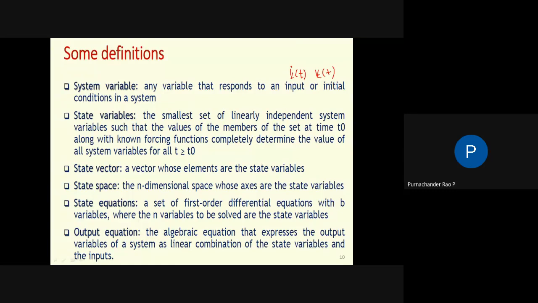So next one is the state variable. A state variable is a smaller set of linearly independent system variables such that the values of the members of the set at time t naught, along with the forcing function, which is called the input, completely determine the value of all the system variables.